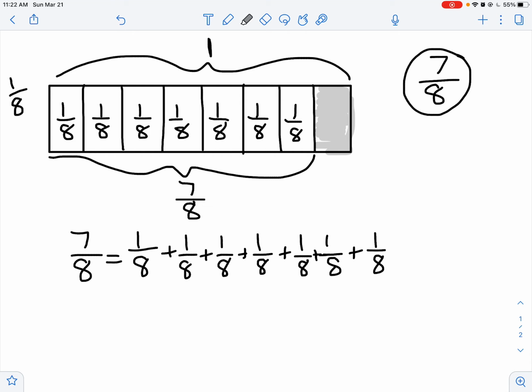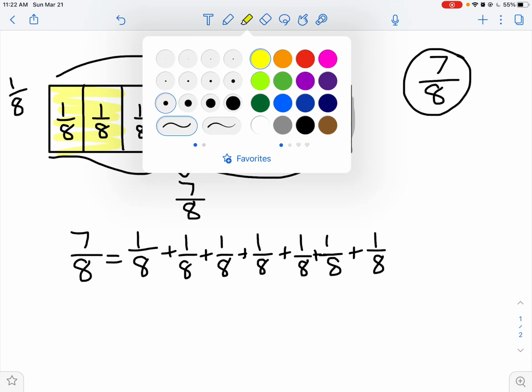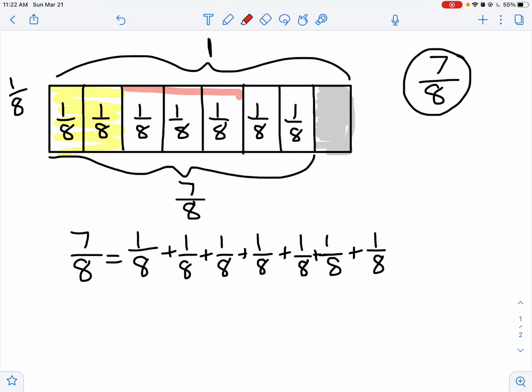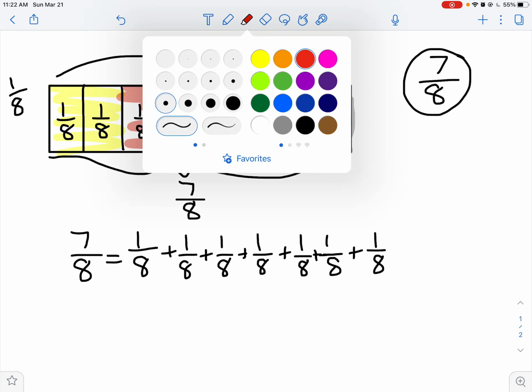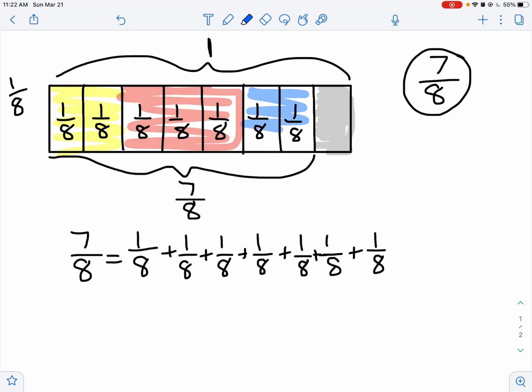Now, what are other ways I could break it up? Well, let's see. I could do 2/8 plus 3/8 plus 2/8. So I could say 7/8 is equal to 2/8. There's my yellow.